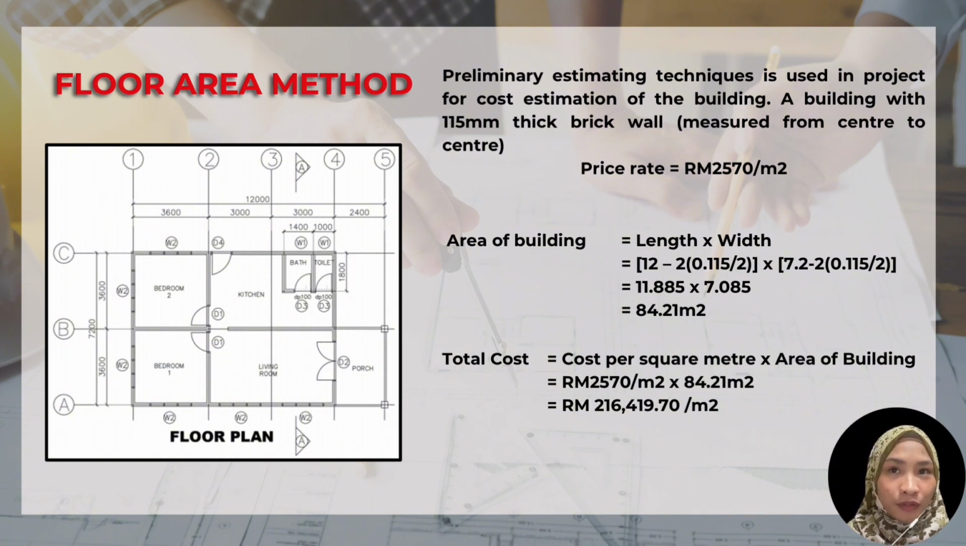For the total cost of the building, we multiply the cost per square meter, which is RM2,570 per square meter, with the area of the building. The total cost that we calculated is RM216,490.70.